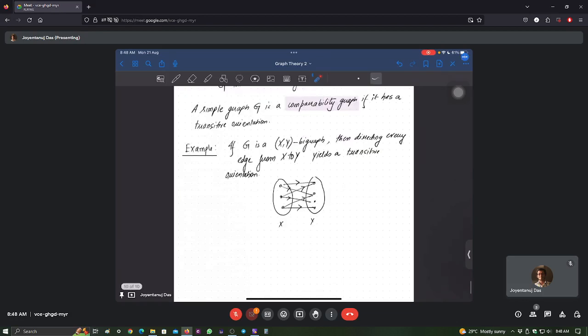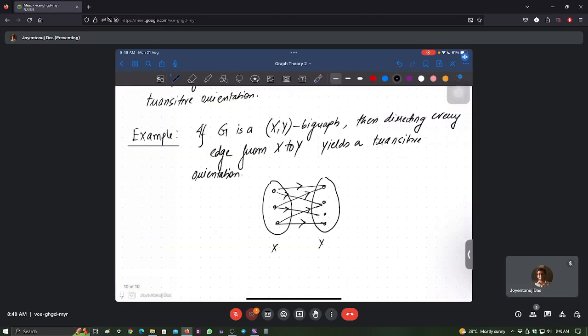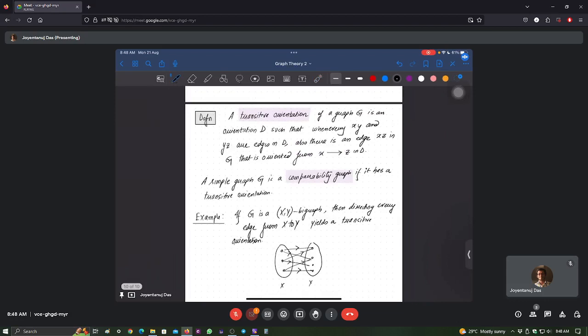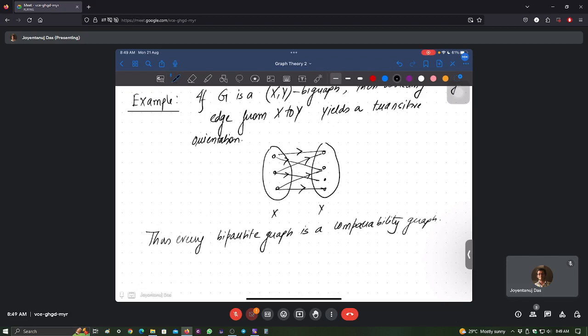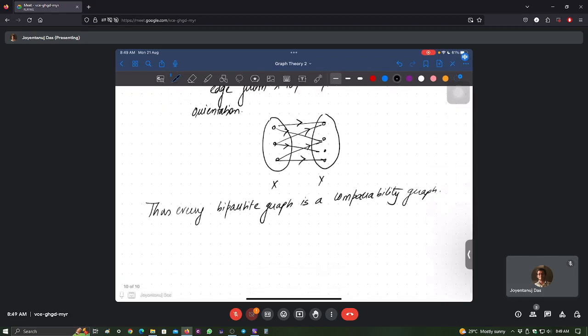Right. So this type of orientation. They are asking for the existence of an orientation, right? If there exists a transitive orientation. So the one orientation I have given. Hence, thus every bipartite graph is a comparability graph. That is fine.